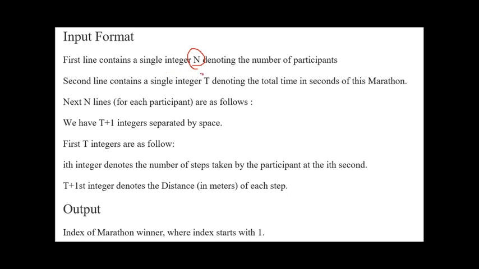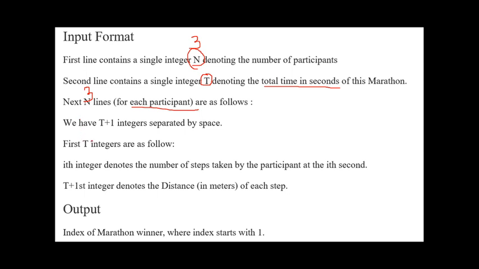Okay. Look at the second line. Second line contains t denoting the total time. This is the total time in seconds. The first line we have n number of participants, and in t we have total time in seconds. In the next n lines, for example, if n value is 3, how many participants do I have? 3 participants. So in the next 3 lines, they will give data for each participant. Is that clear? If there are 3 participants, they will give data for all the 3 participants.